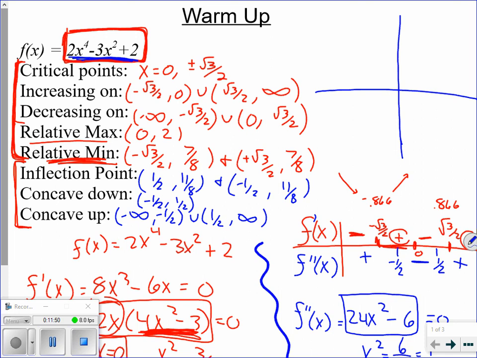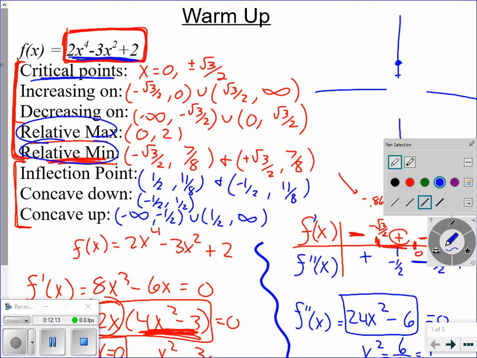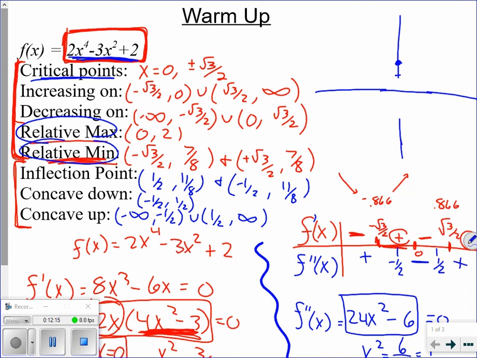I always start by graphing the points that I have first, not the intervals, but the points. So for instance, I got the critical points. They are my relative maxes and my relative mins. I start by graphing those points. So we got over 0, up 2. There's my first point. And I know that's going to be a relative max, so keep that in mind.